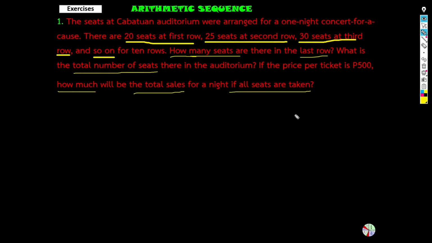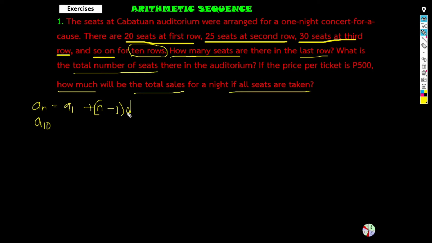So we're going to use the A sub n formula, which is equals to A sub 1 plus the quantity n minus 1 times d. Okay, that is the question, and we're going to find out what is the number in the last row. There are 10 rows here. You can see it here, 10 rows. Therefore, we need to find A sub 10.